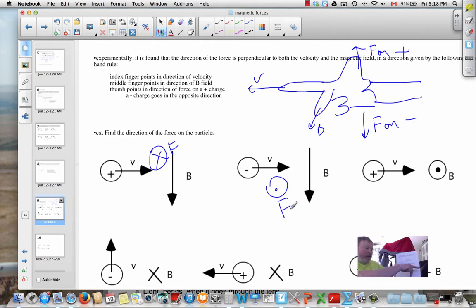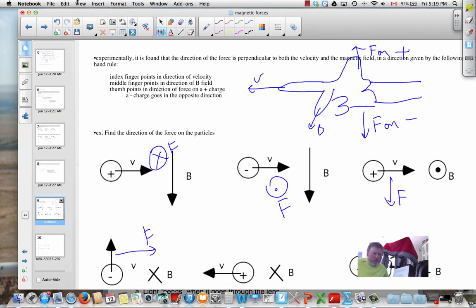Third example, velocity is again to the right. This magnetic field is out of the page, so I've got to turn until my middle finger points out of the page. Now my force thumb points down the page. It's a positive particle, so the force is in the same direction as my thumb. This example, the velocity is up the page. The magnetic field is in, so I have to turn like this, and now my thumb points to the left, but it's a negative particle, so the force is opposite to that. The force is to the right.